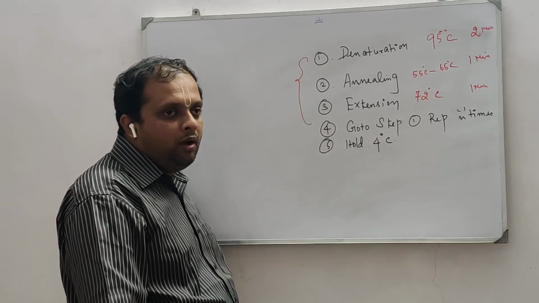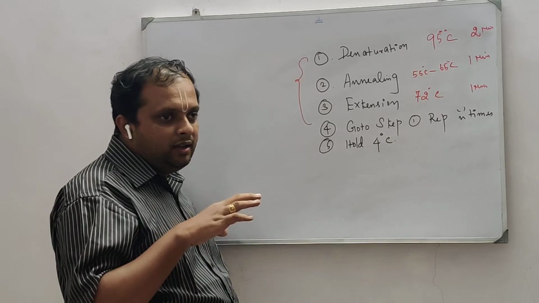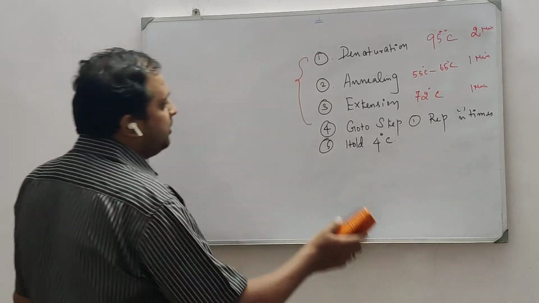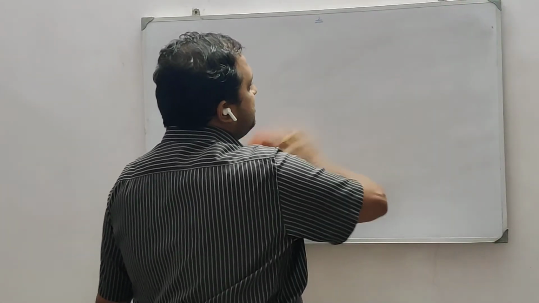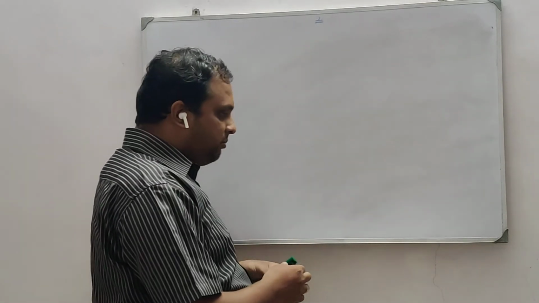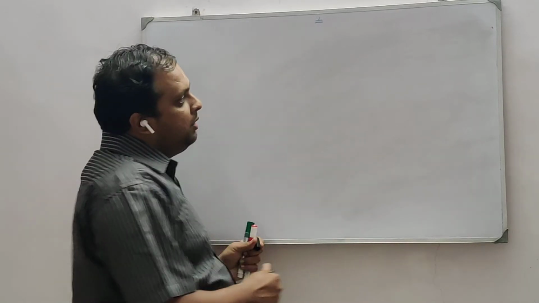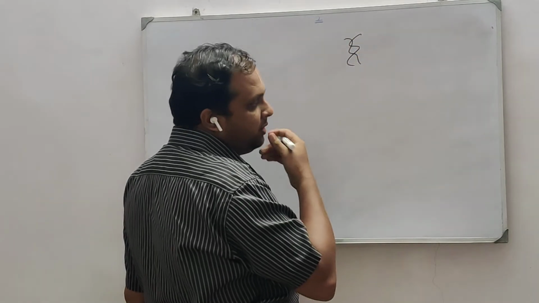So now what happens exactly in denaturation, annealing, and extension is the next part of our discussion. Right, let me take the first step, denaturation. Denaturation is where the DNA is going to lose its structure. So the DNA you have added will be a double-stranded helical structure.